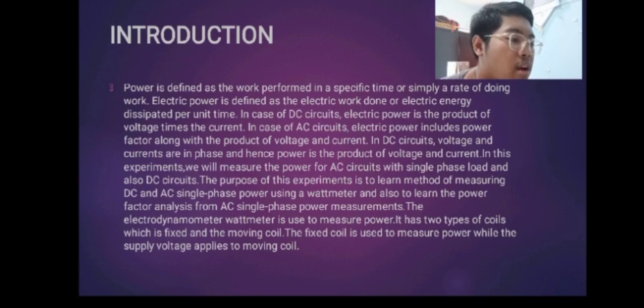The electrodynamometer wattmeter is used to measure power. It has two types of coils, which are the fixed coil and the moving coil. The fixed coil is used to measure power while the supply voltage applies to the moving coil.